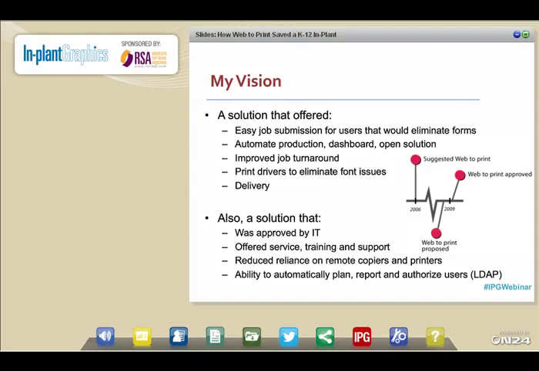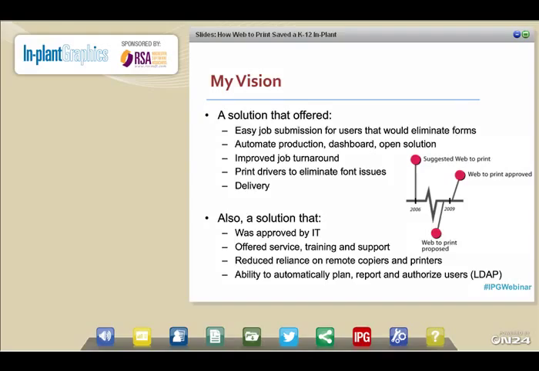We were able to offer a solution that needed to have easy job submission, eliminate the hard copy forms, automate production, have an open solution so that we were able to have a well-rounded front-end and back-end print production rather than having so many touches and handling the jobs over and over and over again. Obviously, improved job turnaround time, 3 to 5 days was not acceptable.